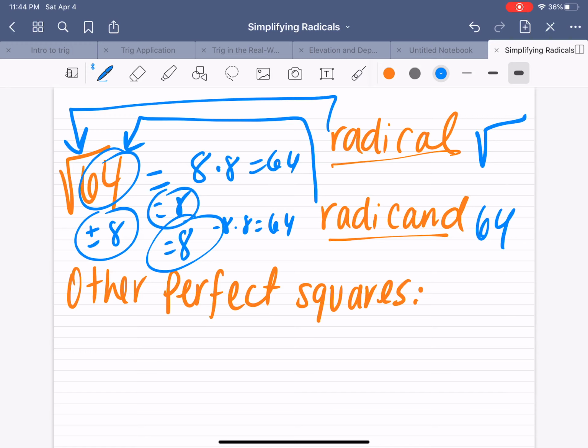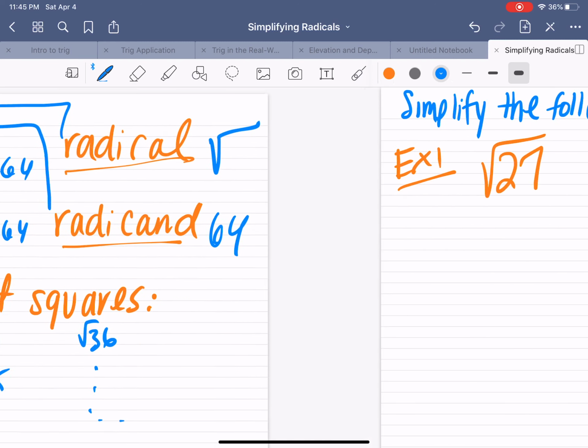Now, just some other perfect squares. So square root of 4, because 2 times 2 equals 4. Square root of 9. Square root of 16. Square root of 25. Square root of 36. And so on. So there are a lot of perfect squares.